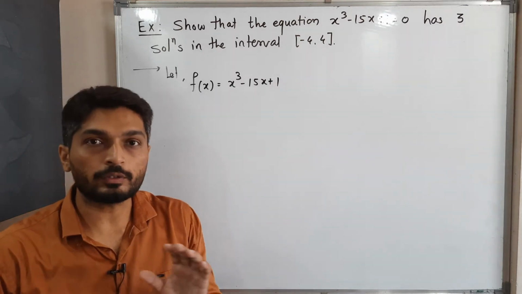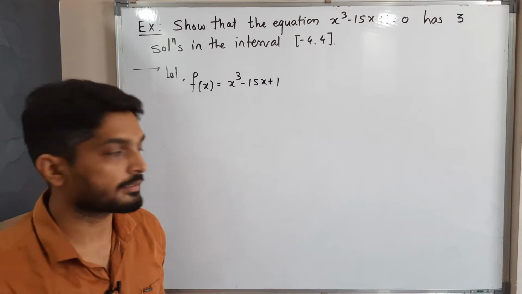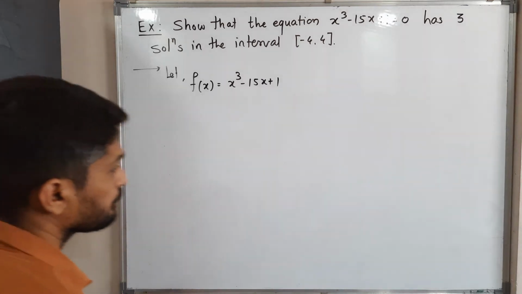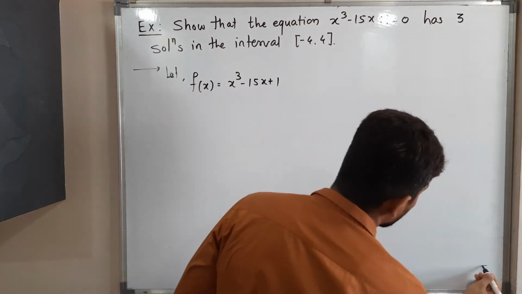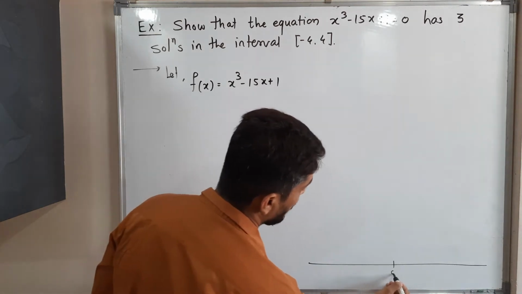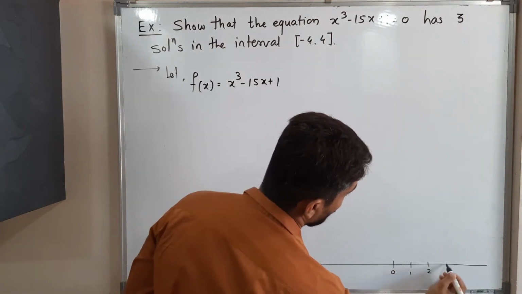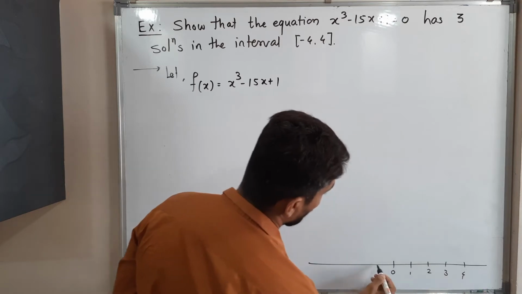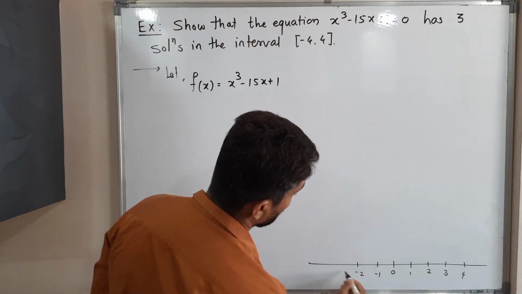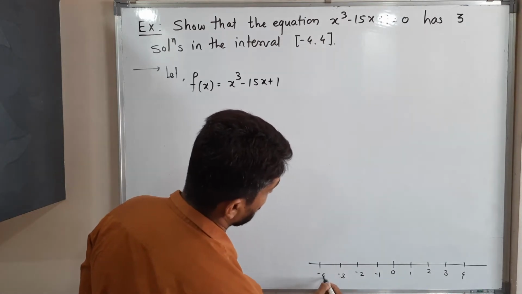So what will I do? I will draw the diagram so we can easily understand the concept. Okay, so let me show it here. This is a real line. 0, we have 1, 2, 3, 4, minus 1, minus 2, minus 3, minus 4.